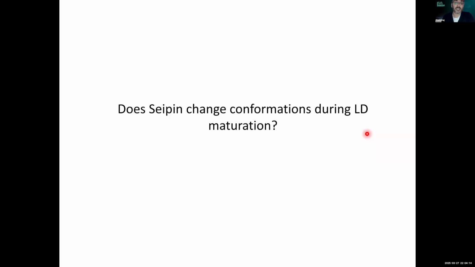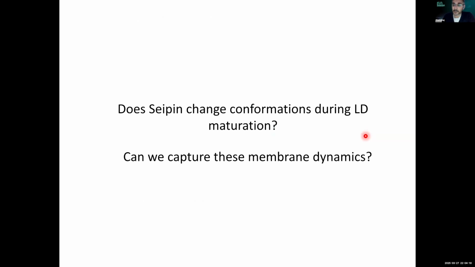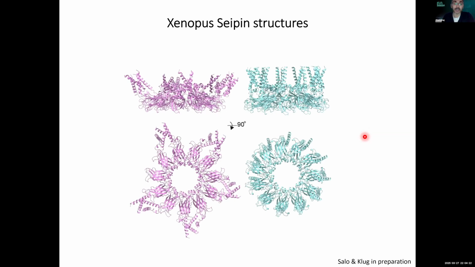Now, the question is, does it change conformation? This is what we suspect. And can we capture these membrane dynamics? The short answer is we can. And this is actually Xenopus sapien. So again, another sapien, another beautiful ring. And we could actually capture a closed structure and an open one over here.